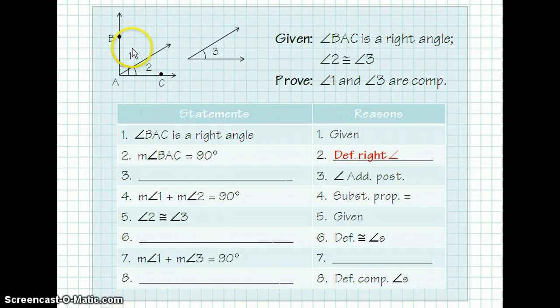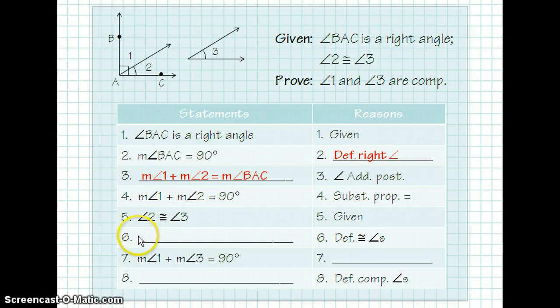So that tells me that angle 1 plus angle 2 is equal to angle BAC. It's just that when we're writing this out, we have to use measure because that's the only way we can add angles together. And so we have the measure of angle 1 plus the measure of angle 2 is equal to the measure of angle BAC. Well, we just said up here that the measure of angle BAC is 90 degrees, so we can plug that in here, and that's my substitution property.